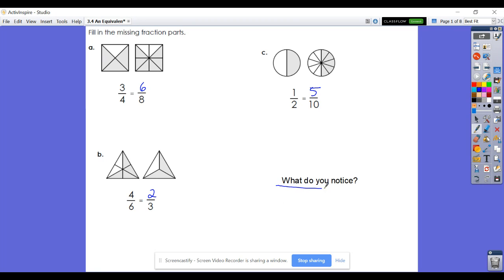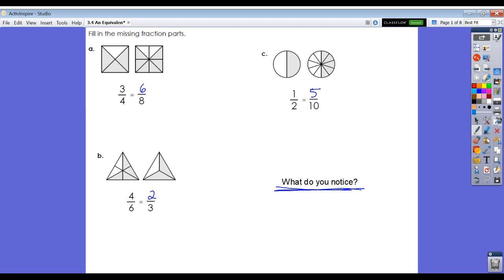Now this is the big question. What do you notice? I want you to pause the video and think about this question for a moment. Think about if you notice any patterns between the numerators and the denominators, and play back the video when you are ready to see a possible pattern.